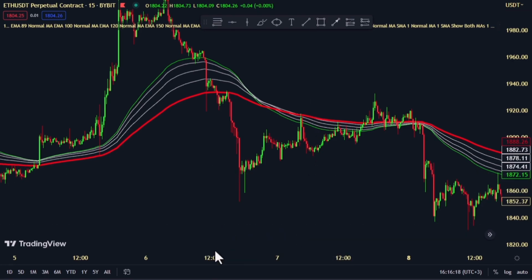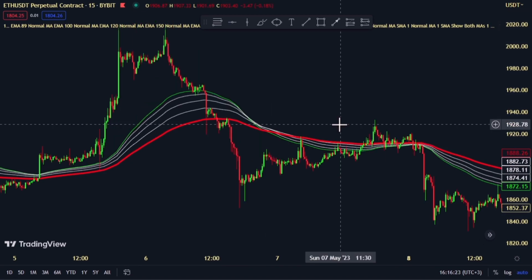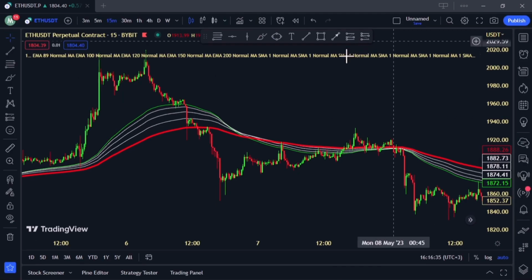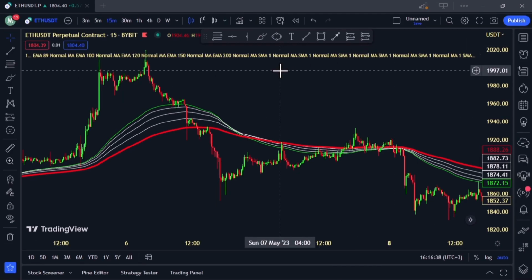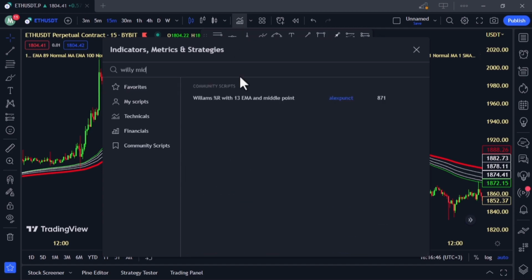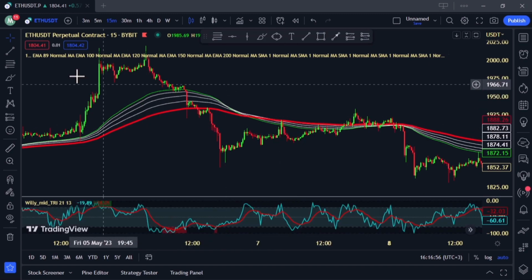This method is so powerful and so accurate, but I highly recommend mixing it with other confirmation indicators, entry-exit confirmation indicators like RSI, MACD or so. But here, I'm going to choose a slightly better version of those, like stochastic RSI or MACD. It's like a mixture of all, and it's the Williams %R. You're going to search for it, this one, Williams Percent R with 13 EMA and middle point, and I'm going to make it favorite, bring it on the chart.